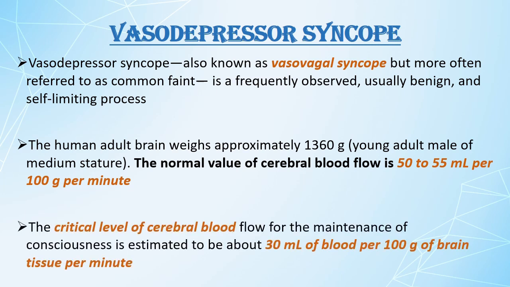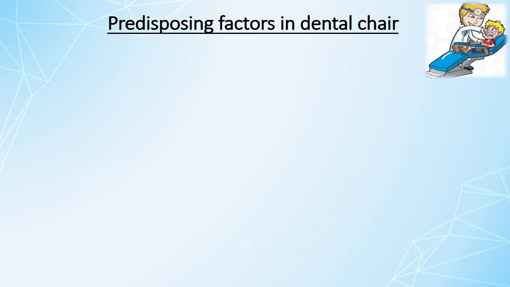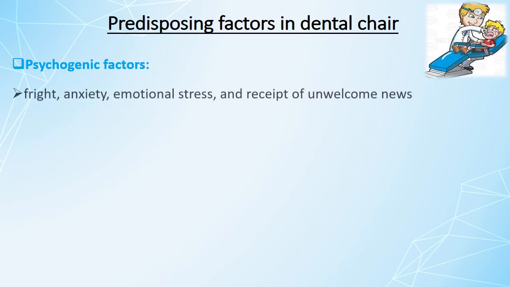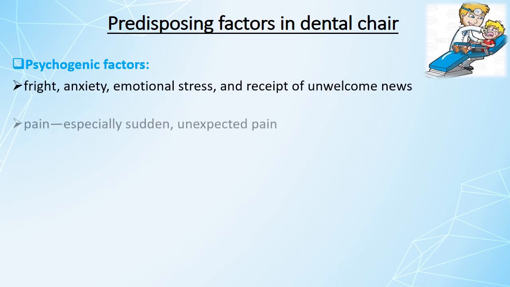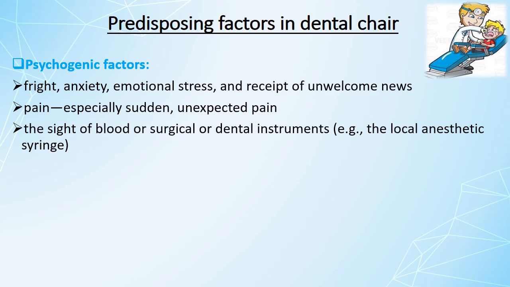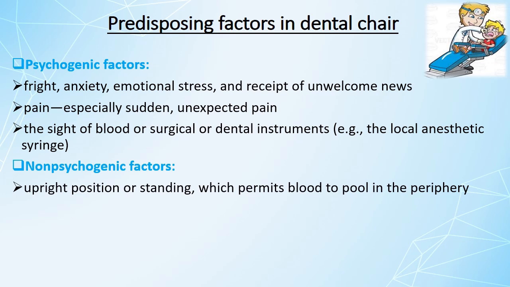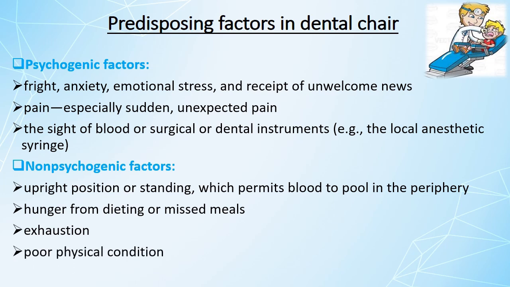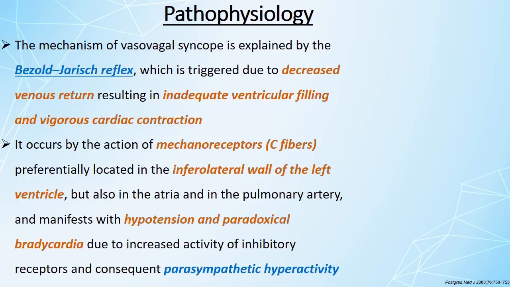And for the maintenance of consciousness, we need at least 30 ml of blood per 100 gram of brain tissue per minute. Then coming to the predisposing factors, they have been divided into psychogenic factors like fright, anxiety, emotional stress, then pain, then sight of blood or surgical or any kind of dental instrument, then non-psychogenic factors like upright position or standing, then hunger from dieting or missed meals, then exhaustion, then poor physical condition or hot, humid and crowded environments.